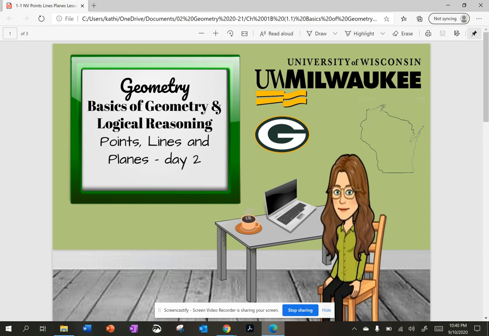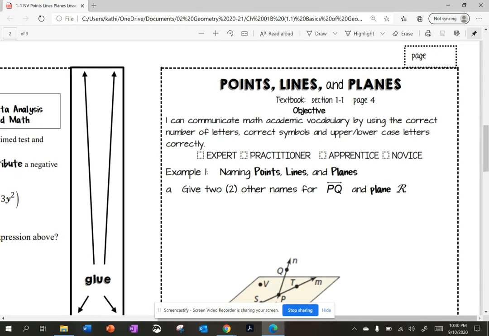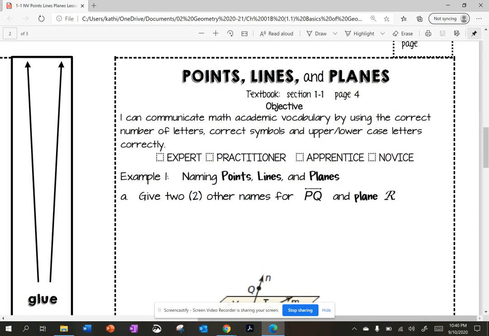Today's lesson is Points, Lines, and Planes, Day 2. All right, let's start with what the learning objective is. I can communicate math academic vocabulary by using the correct number of letters, correct symbols, and upper and lower case letters correctly.